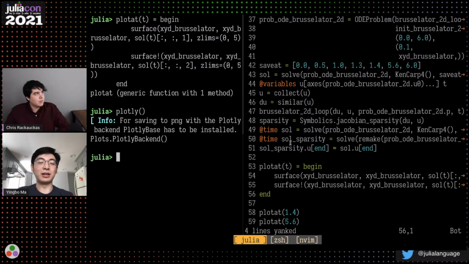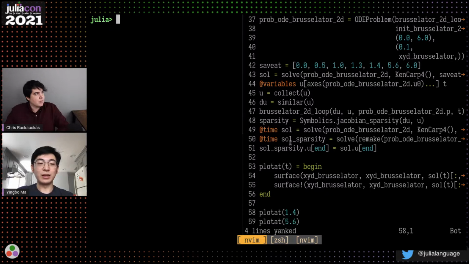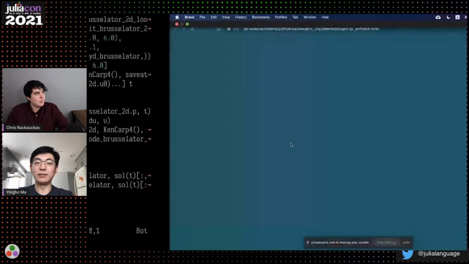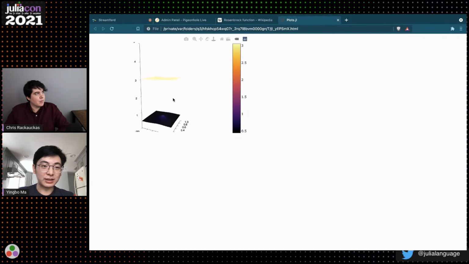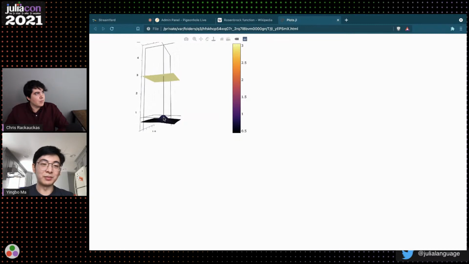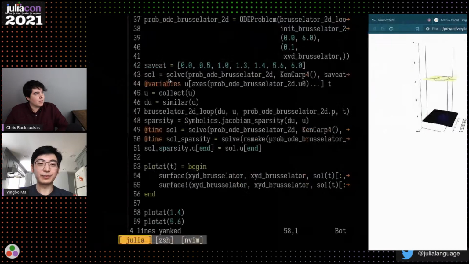So let's use Plotly so we can interactively see the solution. So here's the solution at time 1.4. Yep. So you can see that there's a little bump in the bottom surface, right? And the above surface looks rather flat.